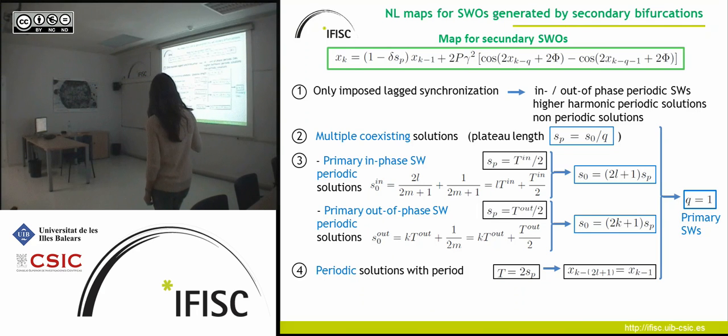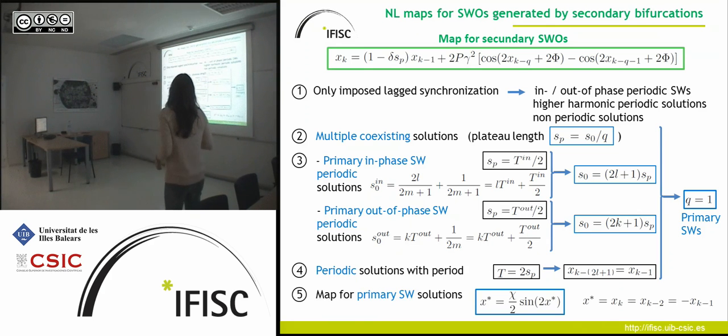That Q equal 1 does not imply that we have a primary square wave solution, but we know that if the solutions are primary, they have Q equal 1. And finally, the map obtained in this general form can be further simplified in the case of primary square wave solutions. If we consider that it's centered around 0 and that it changes the sign at each step, the map can be written in this form. This is a sinus map.